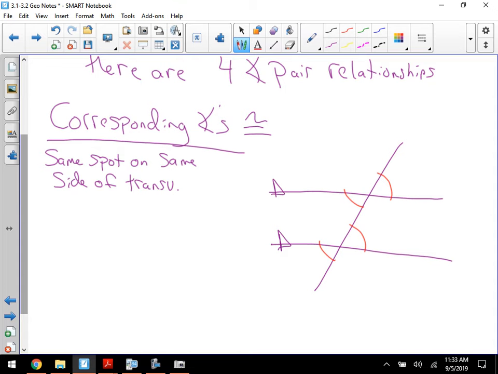Go back to my numerical one here. Top left here is 110. Isn't top left here also 110? Convenient, isn't it? Yes. They correspond. I know, this is groundbreaking, earth-shattering craziness here today. Okay? There's our first one, corresponding.